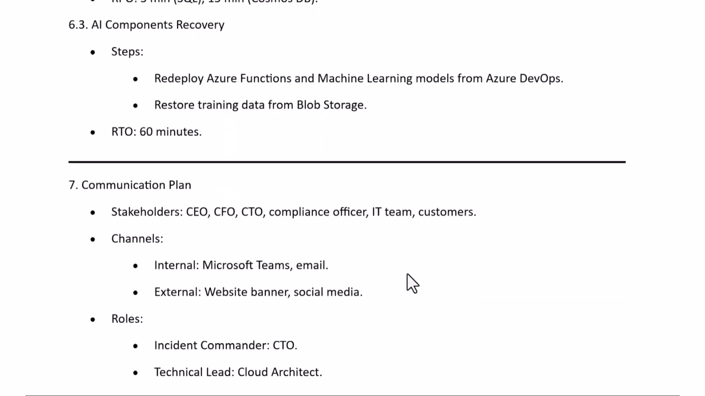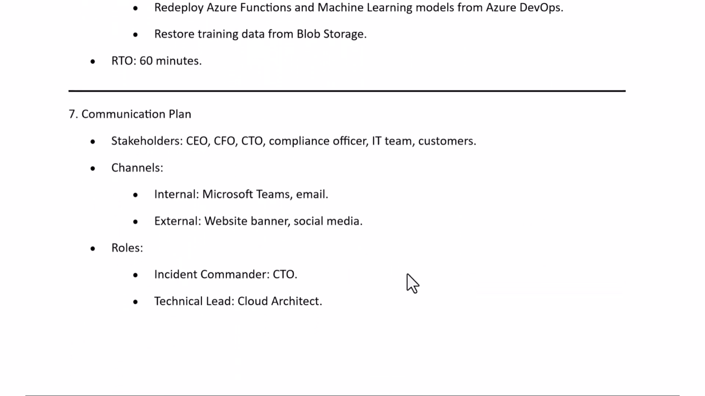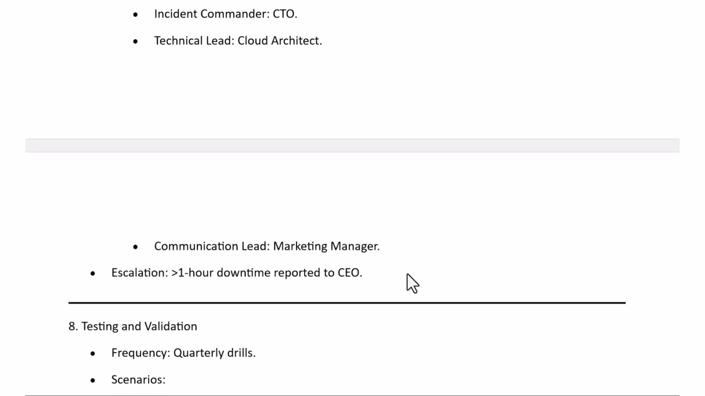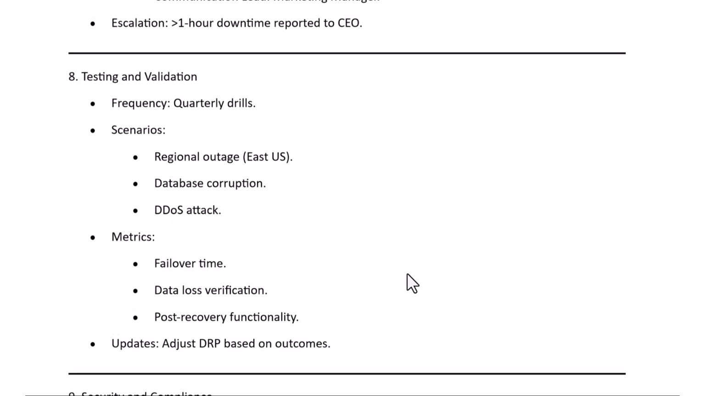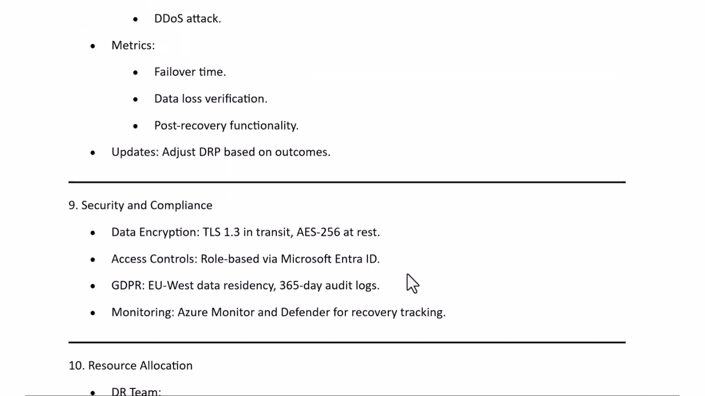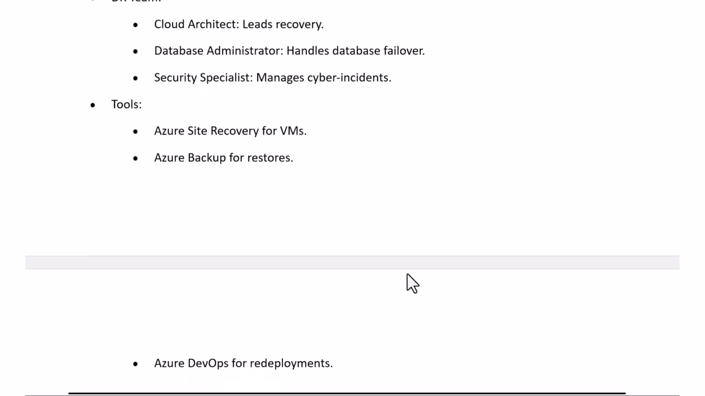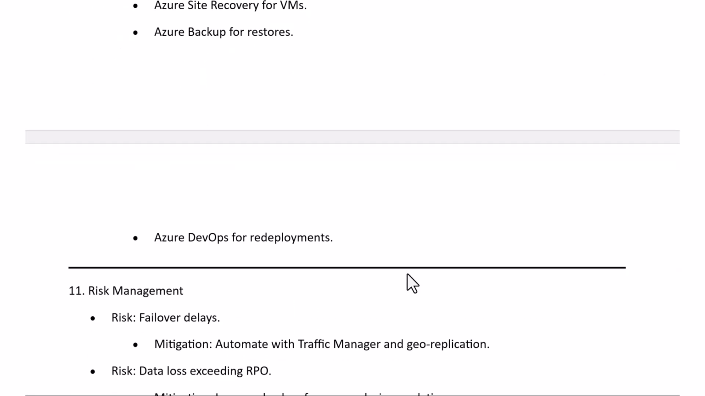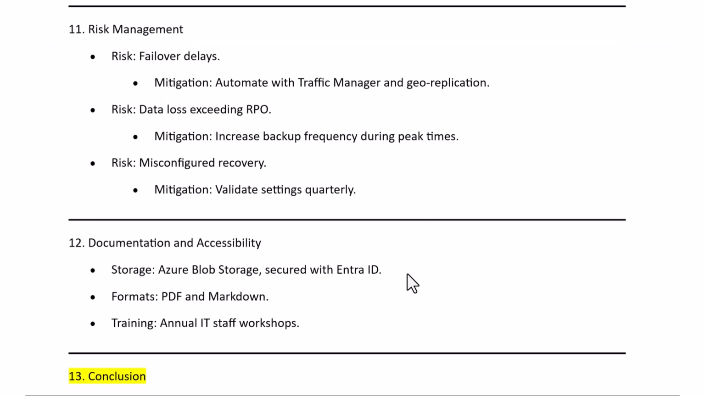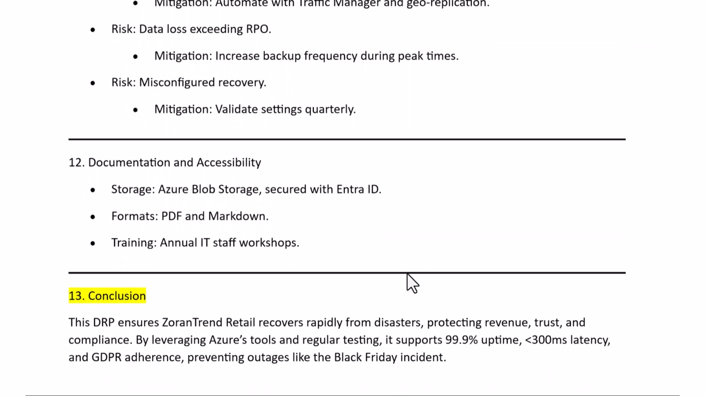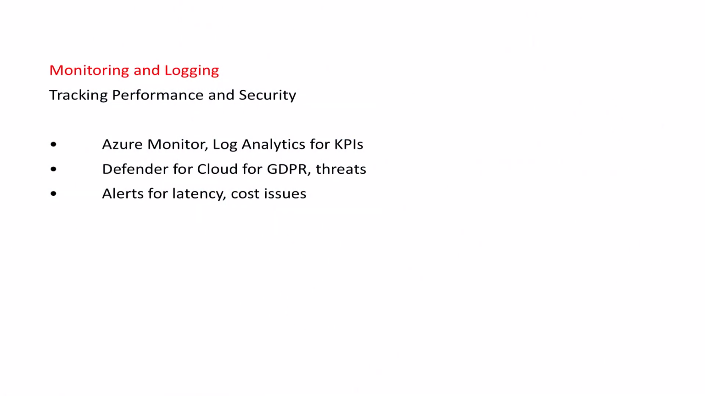Solution: configure geo-redundancy for SQL Database and Cosmos DB to West US with 1 terabyte synchronization. Deploy App Services across East US availability zones for 30-second failover, and schedule daily 1 terabyte blob storage backups to ensure 99.9% uptime and mitigate $250,000 outage risks.